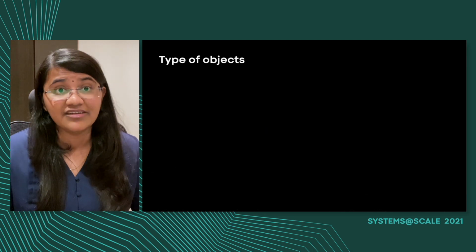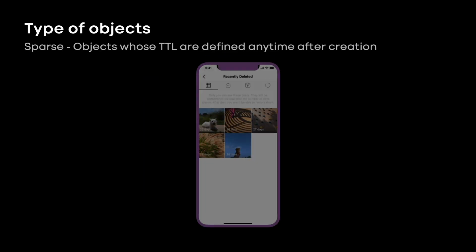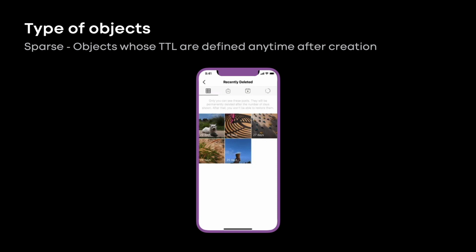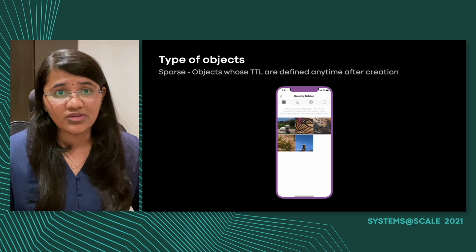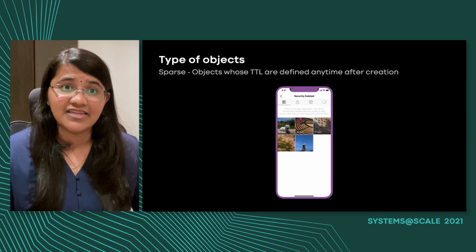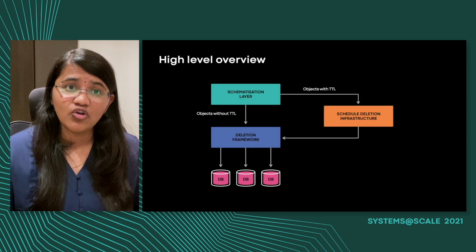Now let's talk about the different types of ephemeral objects we have. The first one is the dense objects, whose TTL is defined at the create time. The example for it is Instagram stories. The next is the sparse type of objects, where the TTL is defined after the creation of the object. An example for this is the recently deleted feature available on Instagram. Here, when you delete the post or the media, it goes and sits inside this folder and is deleted after 30 days.